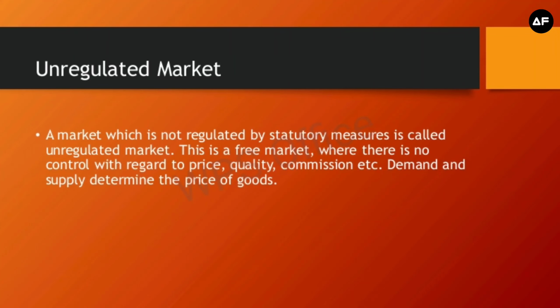Whereas unregulated markets do not come under any law or statutory measure. This is also known as a free market, where there is no control over the price, supply, demand, commission, quality, etc. The demand and supply of these markets will determine the price at which that particular good is dealt.